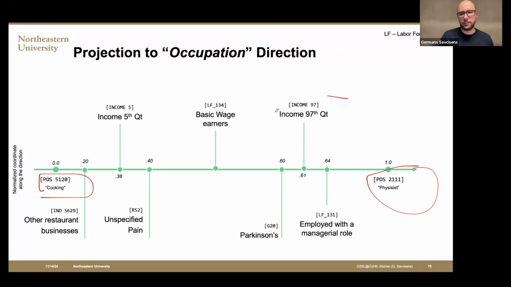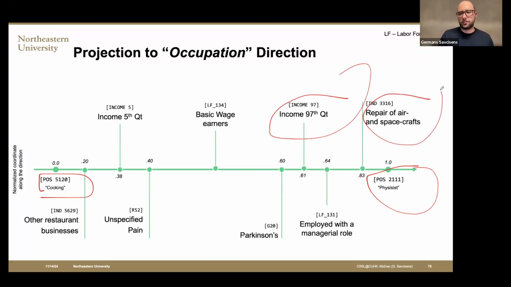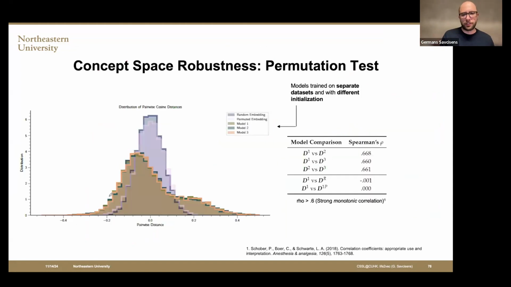And we can see that the physicists seem to be closer to a higher income, to the industry of air and spacecraft, managerial roles, while the people who work in the cooking industry are closer to the lowest income quantile. They are closest to the concept of unspecified pain, and so on and so forth. So you can potentially use these embedding spaces that the transformer learns based on your life trajectories to study how different concepts, socioeconomic or health concepts, are related to each other.